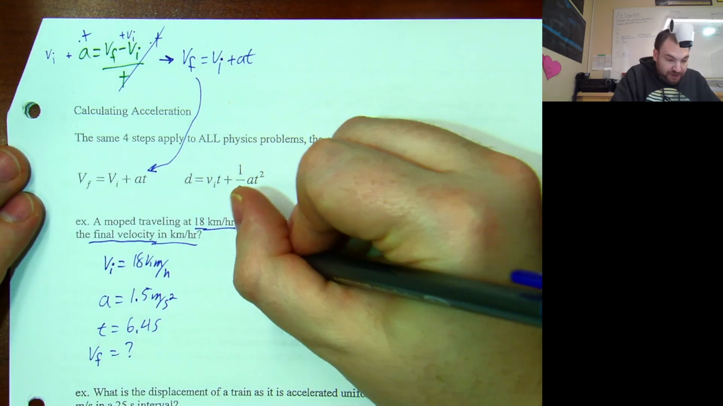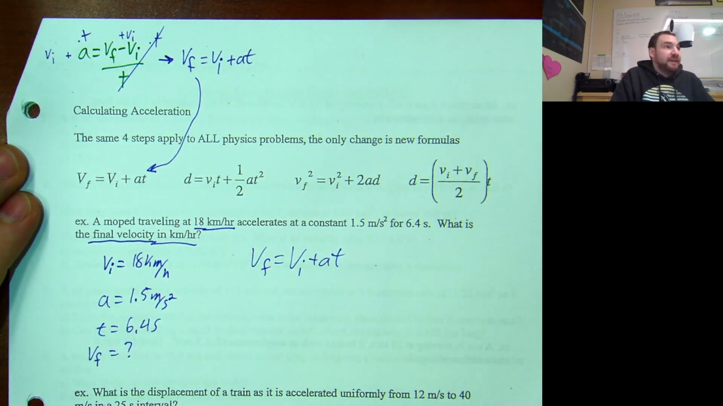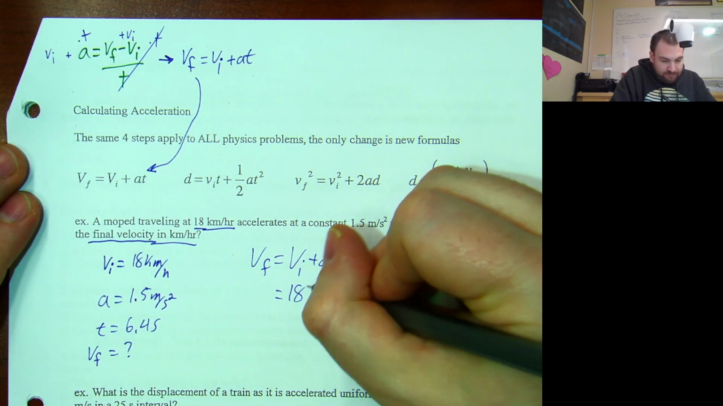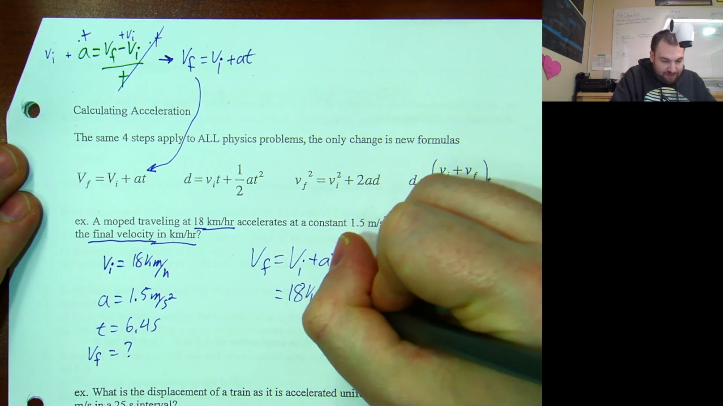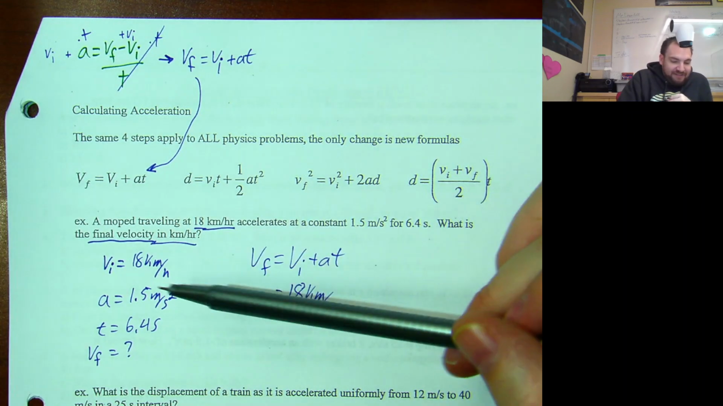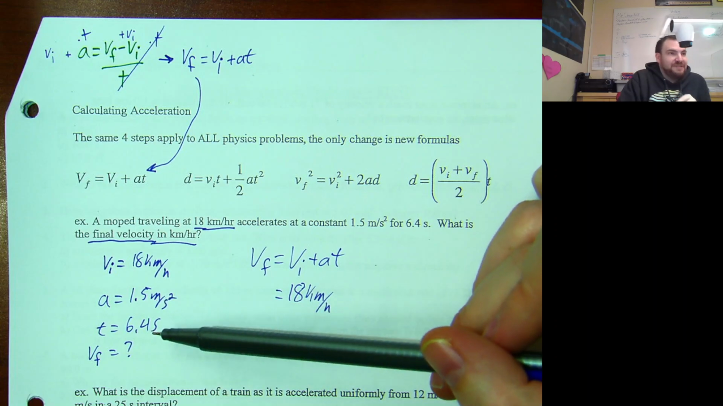So I'm going to write out my equation, VF equals VI plus AT, and now I'm going to fill it in. I know that my initial velocity was 18 kilometers per hour. I've got accelerations in meters per second squared and time in 6.4 seconds.